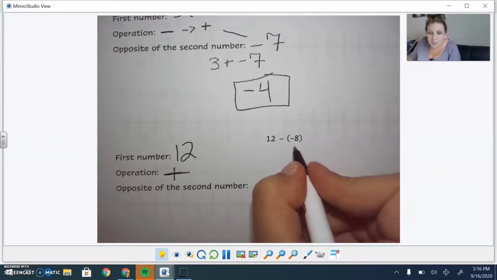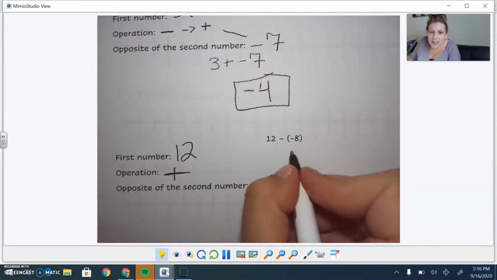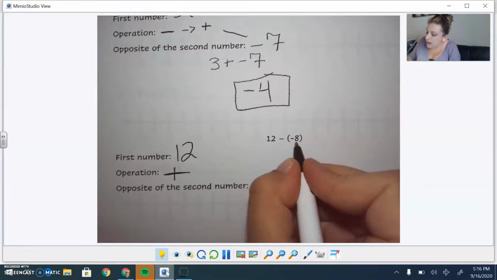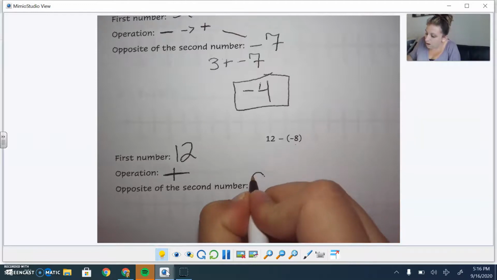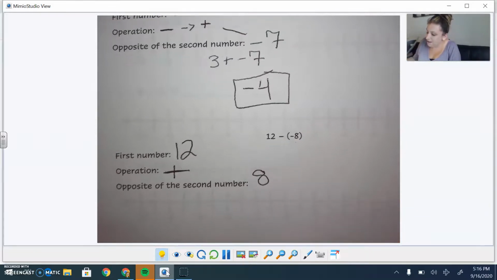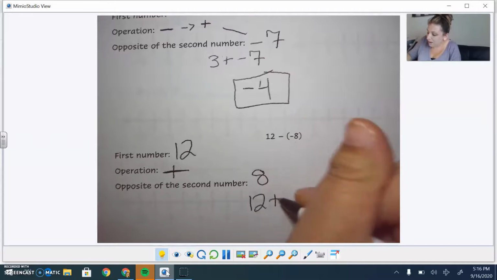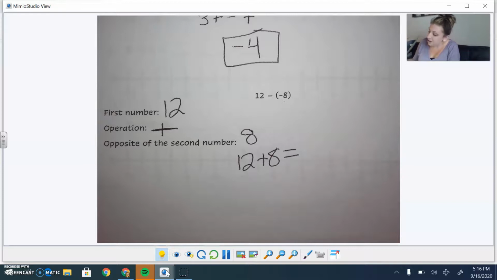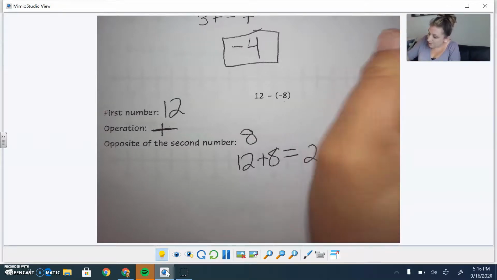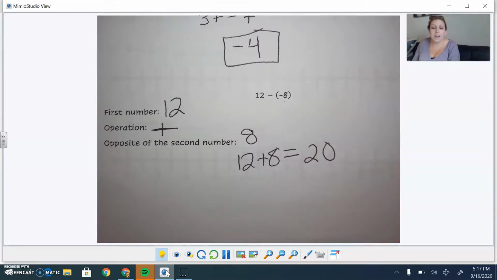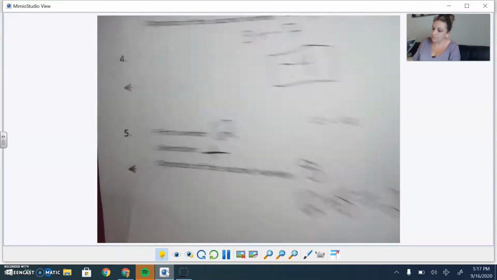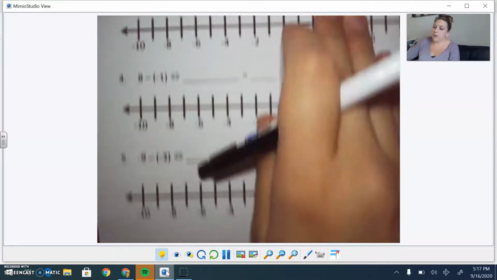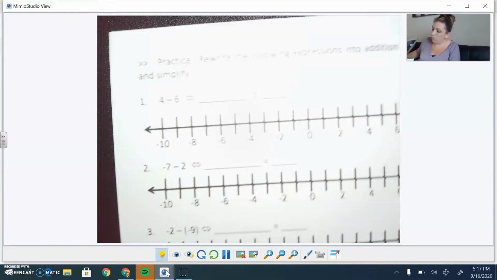And we see that this number is negative 8, but we need to add the opposite of that number. So instead of negative 8, we are adding a positive 8. So this one actually becomes a fairly simple addition problem here. We end up with 12 plus 8. 12 plus 8 gives you 20. And if you wanted to, you could also show it on your manipulatives using your integer tiles. So let's go ahead and do a couple more of these.